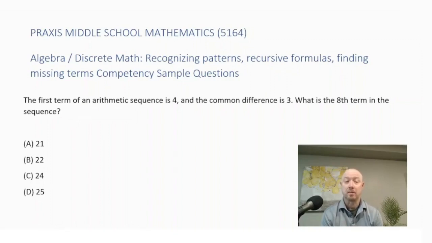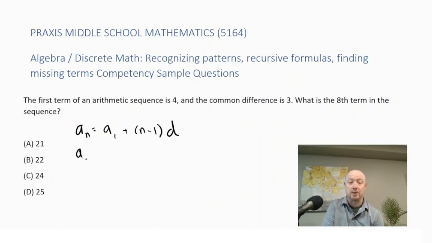The first term of an arithmetic sequence is 4, and the common difference is 3. What is the eighth term in the sequence? So, arithmetic sequence. The formula is a sub n is equal to a sub 1 plus n minus 1 times the common difference. All right, so it says here that we want the eighth term in the sequence. Okay, so we want a sub 8.